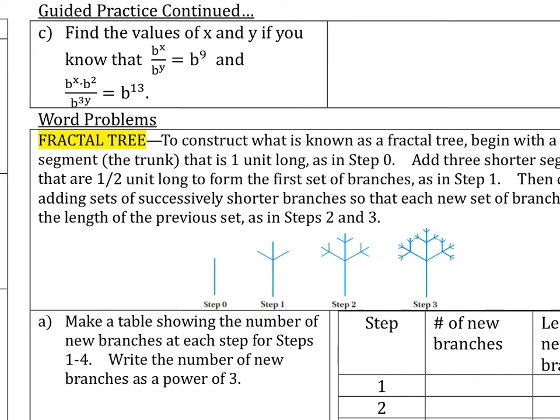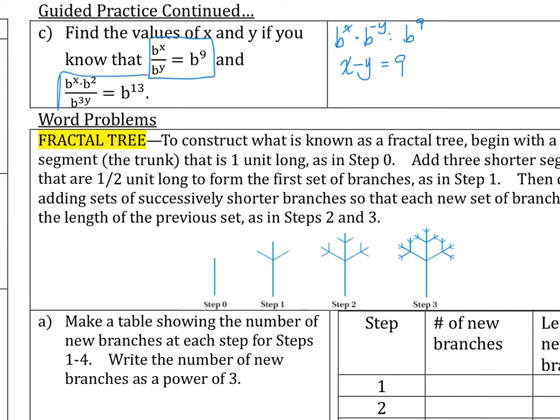Part C. Find the values of x and y if you know that b to the x over b to the y equals b to the 9th power, and b to the x times b to the 2 over b to the 3y power equals b to the 13th power. Now, for this first one here, I know that I can rewrite this as b to the x times b to the negative y equals b to the 9th power. So I can take the exponents down and set up an equation here. x minus y equals 9.